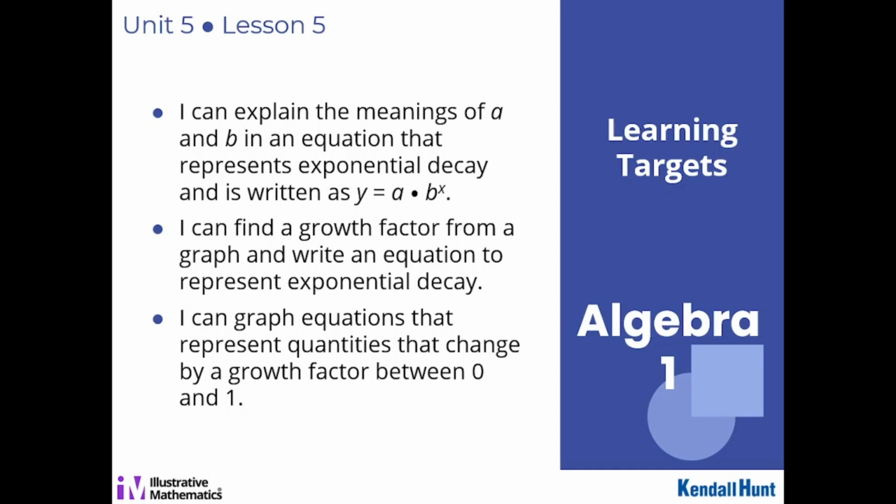Learning target number 2. I can find a growth factor from a graph and write an equation to represent exponential decay. I hope you understand that to find the growth factor from a graph, you're going to take the second y value and divide it by the first y value. Then all you have to do to write the function, remember that A is the initial amount, which can be found on your vertical intercept, times B, which is your growth factor. So once you find it, you can plug it in for B. And then X is going to be your input. So you're going to make that the exponent.